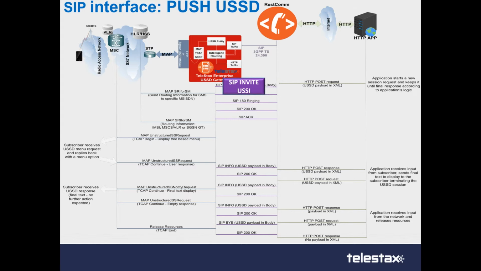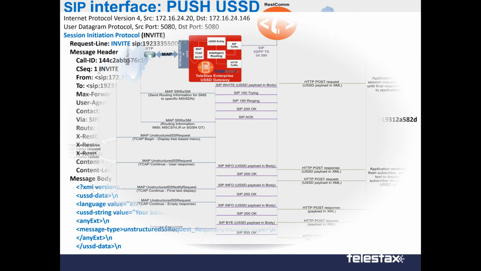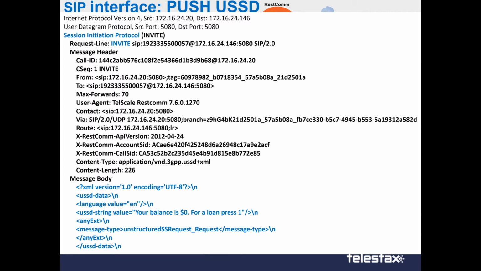A SIP INVITE is then transferred from RESCOM Connect to the USSD gateway. As can be seen from the Wireshark trace shown on the screen right now, it's about a loan service example via USSD. The application detected that the user has no more balance left in their account and is offering a loan to the user. As a reply from the user is expected, the message type is unstructured SS request_request.